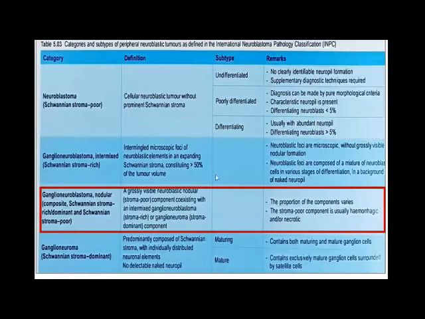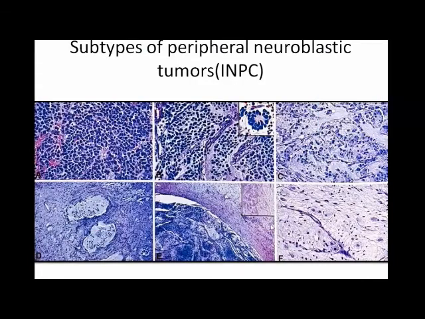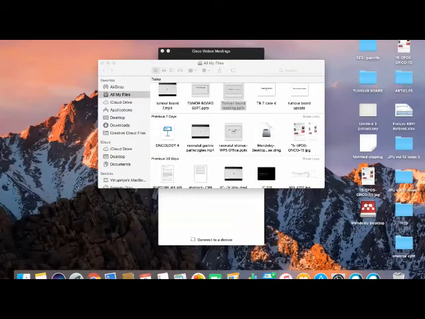And based on the Schwannian stroma rich, again there is the neuroblastoma intermixed type, and then the nodular variant, which was the case here, because we had the intermixed pattern and the tumor cells were in nodules, and it was Schwannian stroma rich also. So we gave the diagnosis of ganglioneuroblastoma nodular. Here is a picture depicting the nodular type, where we have the two components, the Schwannian stroma component and the neuroblastoma component, and the last is the ganglioneuroma.